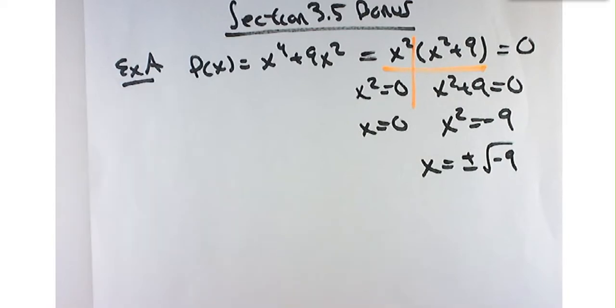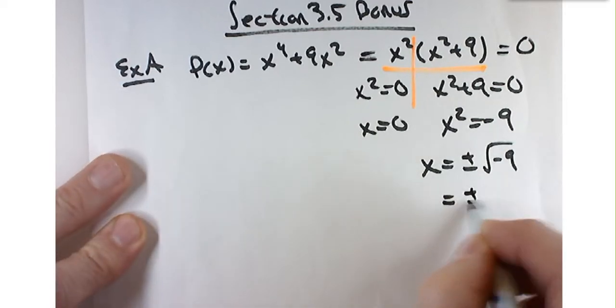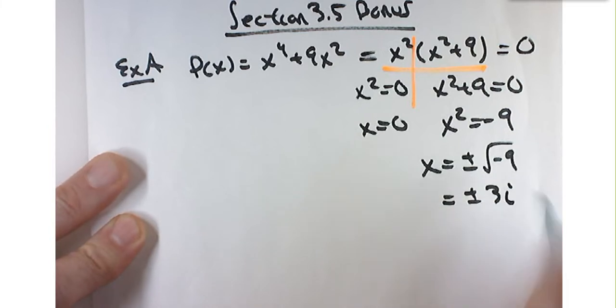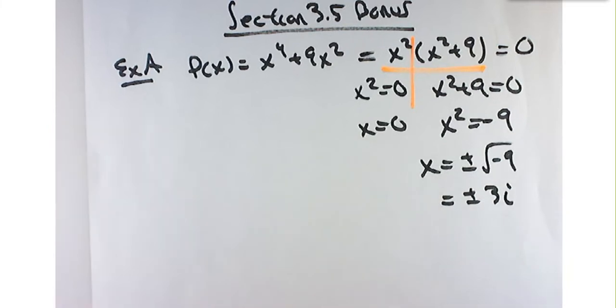How does the square root of negative 9 simplify? 3i. Perfect. Thank you so much. So those are all my roots.